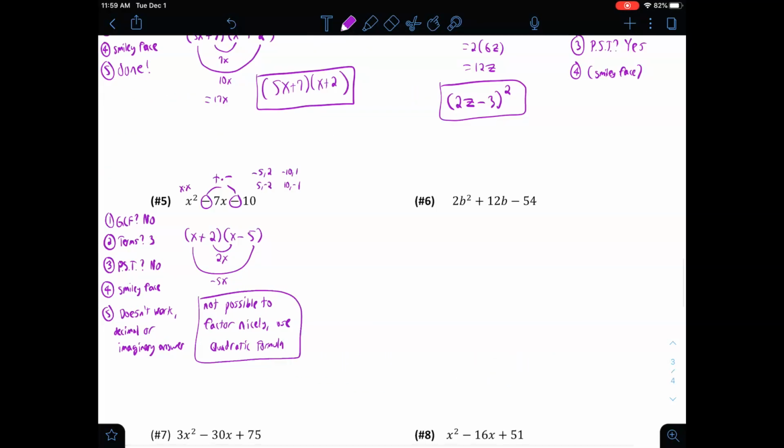Okay, so that's our final answer, is we can't factor it. Sometimes that's an option. If it doesn't factor, that means that either it doesn't cross the x-axis, or it just is a decimal kind of result.